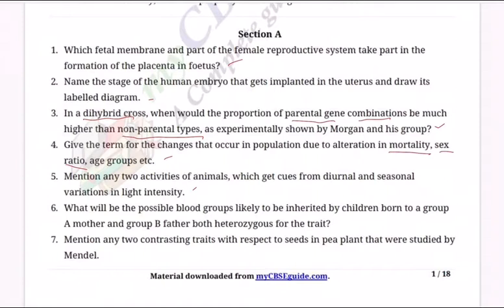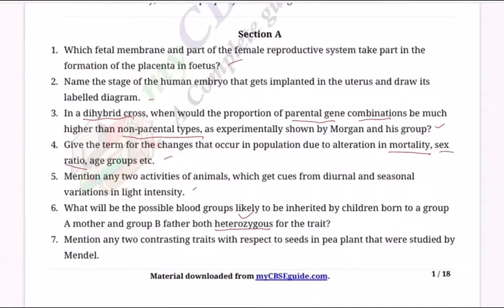Question 6. What will be the possible blood groups likely to be inherited by children born to a group A mother and group B father, both heterozygous for the trait? And now the clue for the answer is here. This will decide heterozygous. So you need to put first genotype of the mother, genotype of the father with the heterozygous condition. Then you will understand what are the possible groups that are likely to be formed in the future generations.